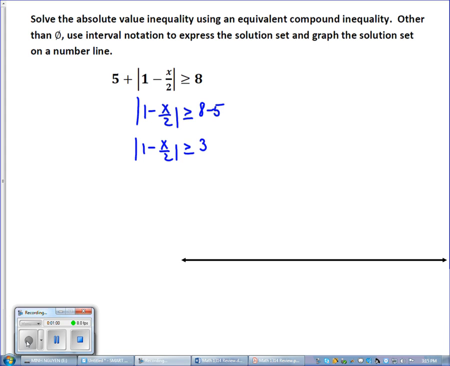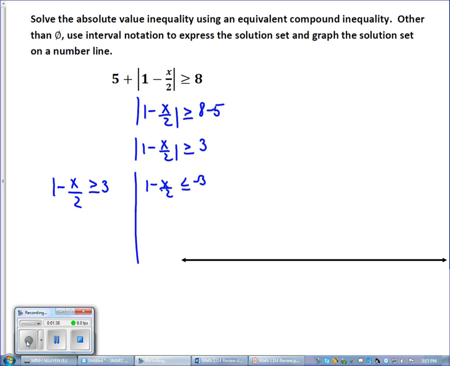which gives us the absolute value of (1 minus x) over 2 is greater than or equal to 3. Now that we have the absolute value by itself, we need to use our definition of absolute value inequality. In order to get rid of the absolute value, we can rewrite it without absolute value as (1 minus x) over 2 is greater than or equal to 3, or (1 minus x) over 2 is less than or equal to negative 3.